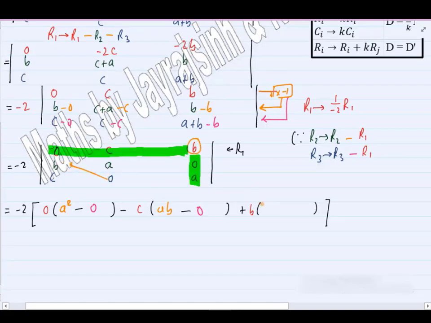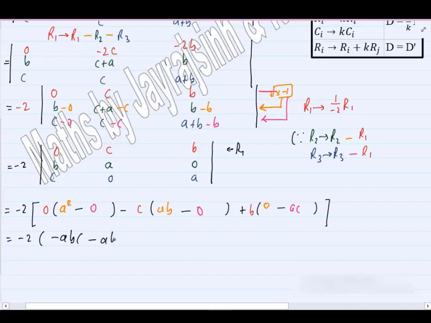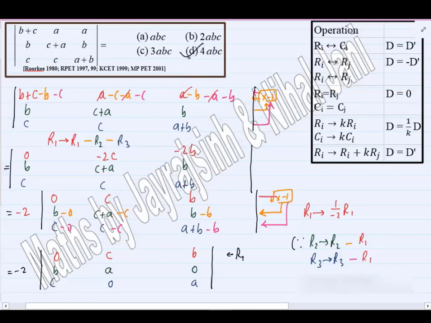0 B's are 0 minus C is AC. So here we'll get minus 2 minus ABC minus ABC will give us 4 times ABC. Ta-da! Option D is your final answer.